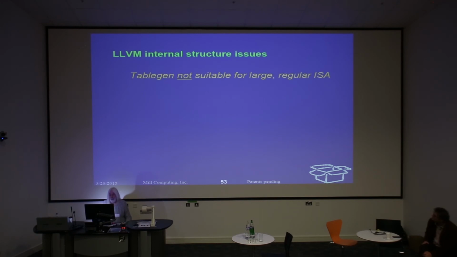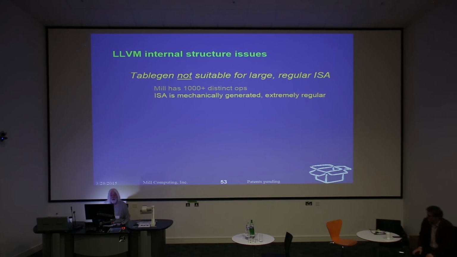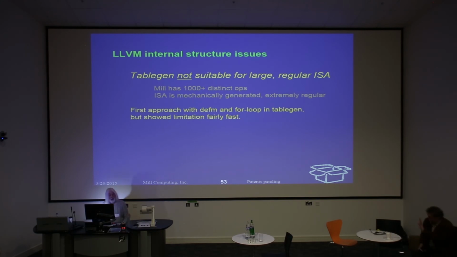Some issues involved in the internal structure. TableGen turns out not to be suitable for a large and irregular ISA. We've got over 1,000 distinct operations times 10 for all of the widths. Our first approach was to use defm and the for loops in TableGen, but that got out of hand real fast because the hardware's under development. We're changing the instruction set weekly, and the manual process of changing and verifying the changes to the target was just totally hopeless.